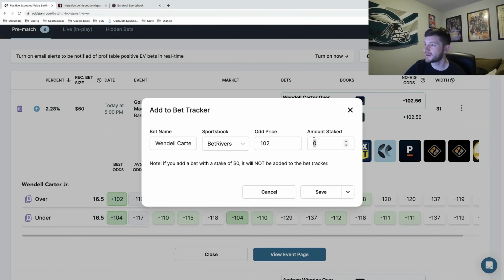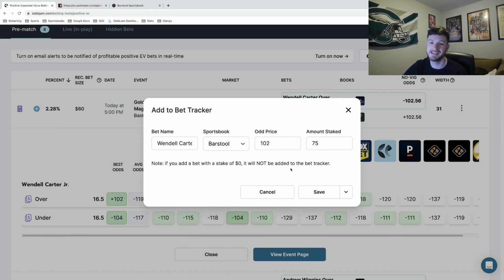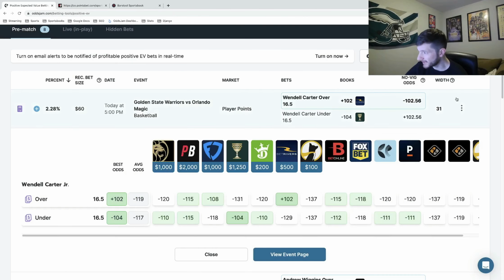So let me add this one to my bet tracker because BetRivers and Barstool are not sportsbooks that you can sync yet. We're working on that. But here's another one that I like, and I can talk you through what I like about it. So the no vig odds that you already know, minus 102. If you want to round up to minus 103, you can.